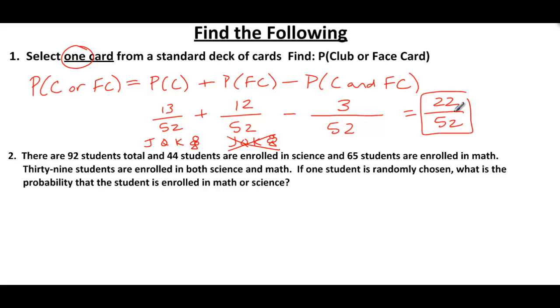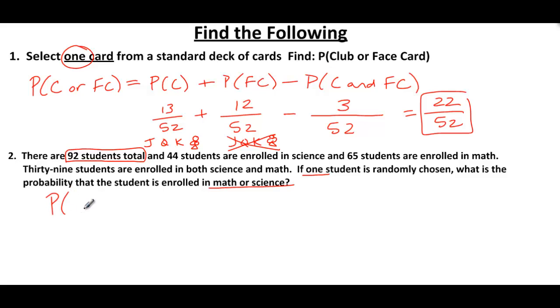So let's look at number 2. There are 92 students total. We always like to know what the totals are. 44 students are enrolled in science, 65 are enrolled in math. 39 students are enrolled in both math and science. If one student is randomly chosen, again we're talking about doing one thing, what is the probability that the student is enrolled in math or science?